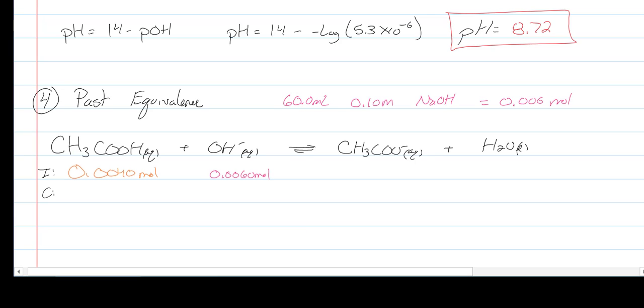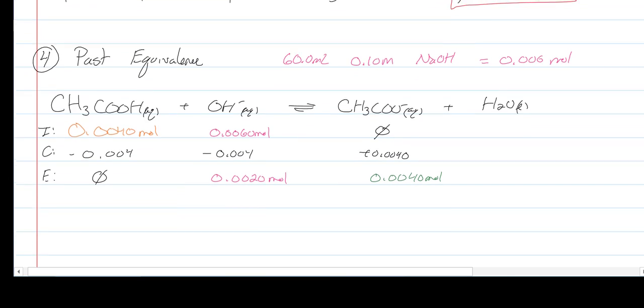Ice table. It's easy to forget the conjugate bases involved here. Minus 0.004, minus 0.004, plus 0.004, and it's technically 0 because there's 2 sig figs there. And so we have no acid. We actually end up with 0.0020 moles of hydroxide and 0.0040 moles of conjugate base.